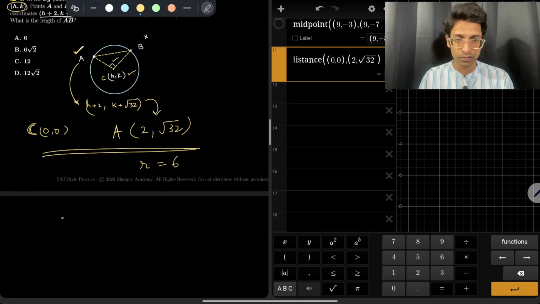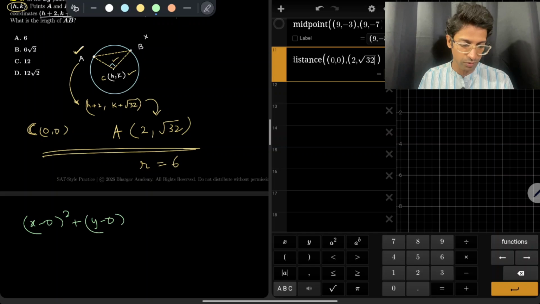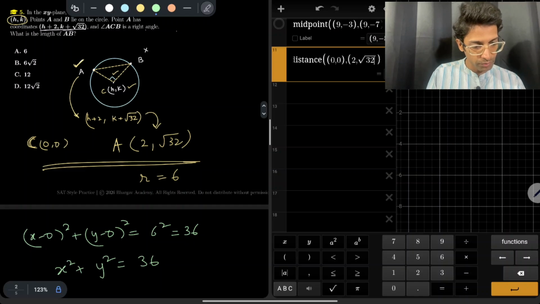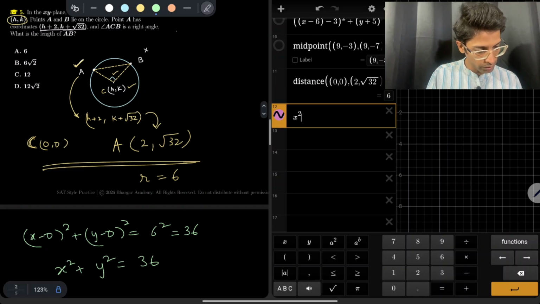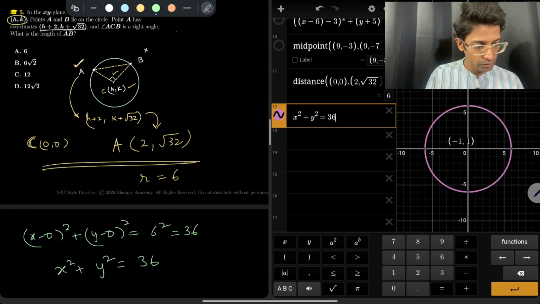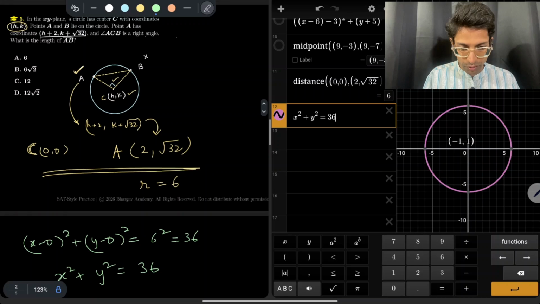That's good news. So from here I can write down the equation of the circle, which is x minus 0 whole square plus y minus 0 whole square equal to 6 square. So that is 36. So that is the equation of the circle. x square plus y square equals 36. Now let me type it down here. x square plus y square equals 36. So now I have the equation of the circle. Great. What else do we have?